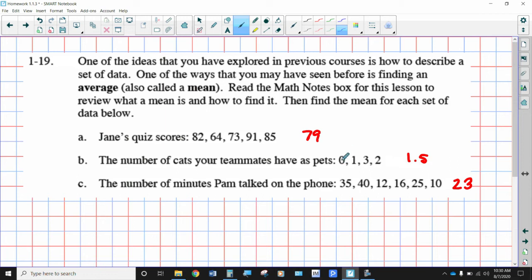So you have to add the 0 to the 1 to the 3 to the 2 to get 6. And then there were 4 numbers that you added together, even though one of them was a 0. So that has to be a part of your division process.